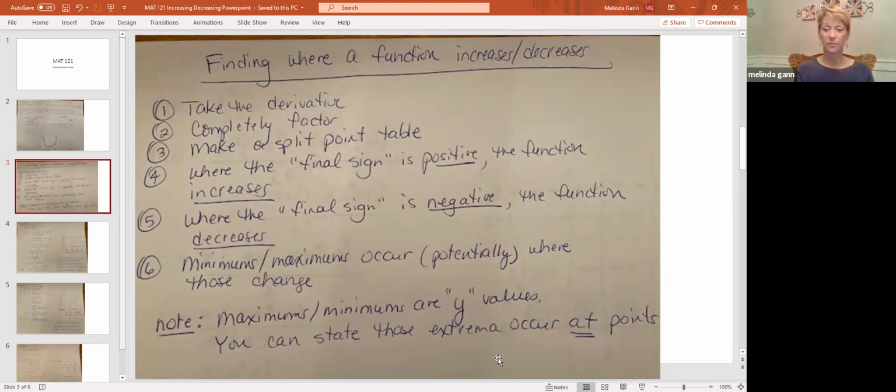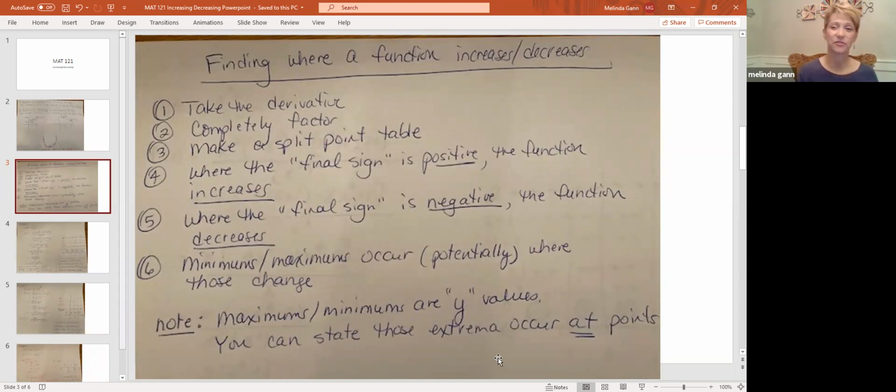Once that derivative is completely factored, I need you to make a split point table. That's what was on that algebra trig review at the very beginning and on test 1. Remember, I told you that you were going to have to be able to do that. So if you don't know how to do a split point table, you need to come see me. And what you're going to do is put every factor on the same table with its split point. And its split point is where that factor equals 0.